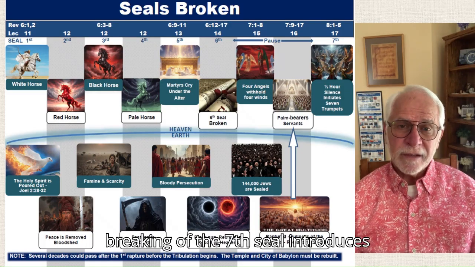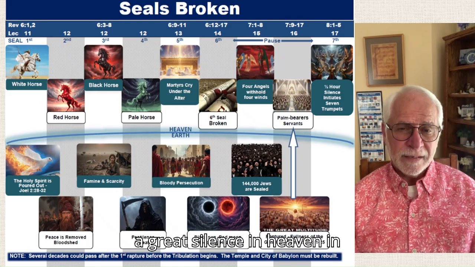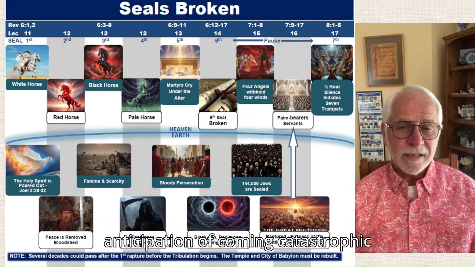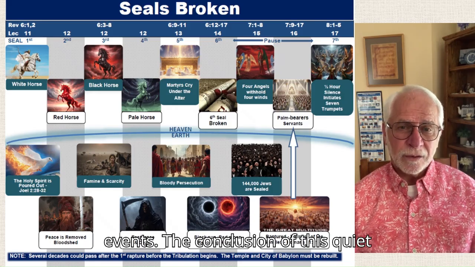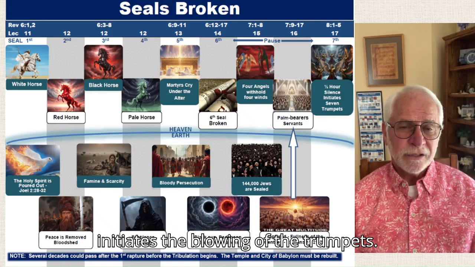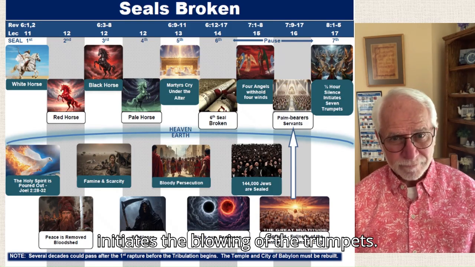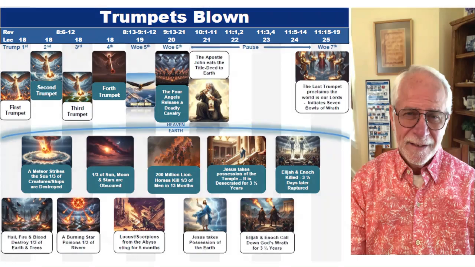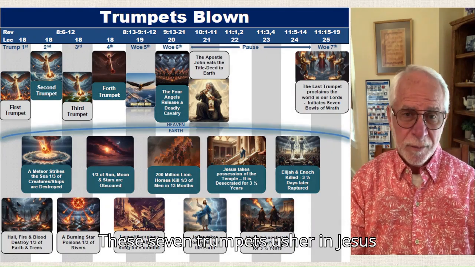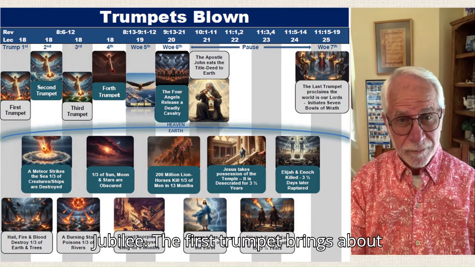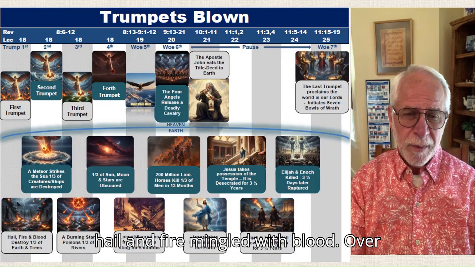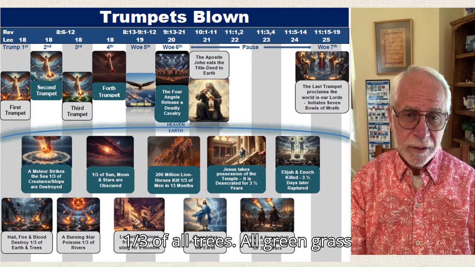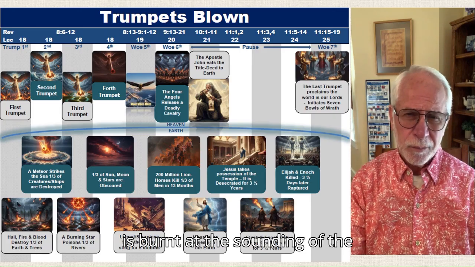The breaking of the 7th seal introduces a great silence in heaven in anticipation of coming catastrophic events. The conclusion of this quiet initiates the blowing of the trumpets. These 7 trumpets usher in Jesus' Jubilee. The first trumpet brings about hail and fire mingled with blood over 1/3 of all trees. All green grass is burnt.